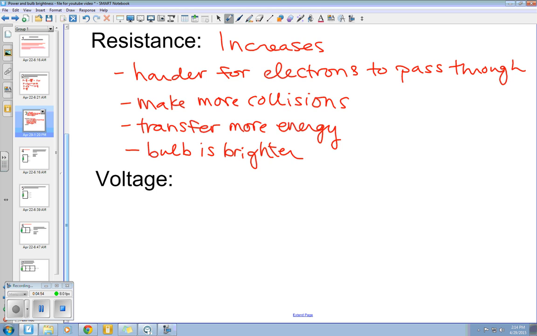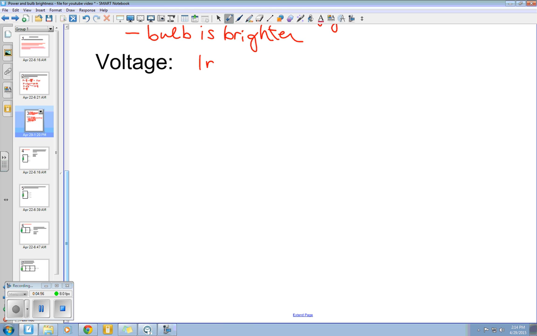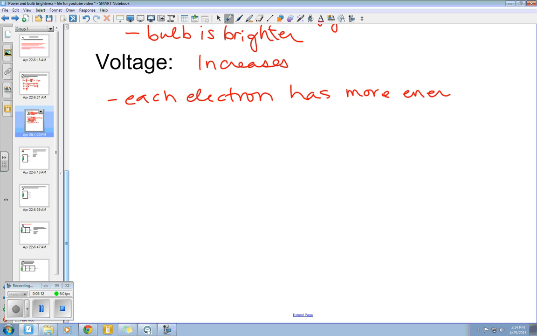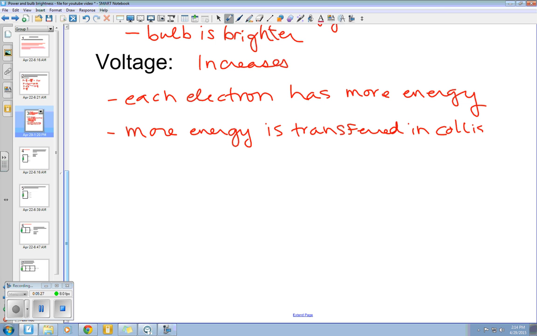Then we can also think about voltage. Now remember that if voltage increases, then remember voltage is like energy per charge. So each electron will have more energy. And therefore, more energy is transferred in the collisions. And therefore, the bulb will be brighter.